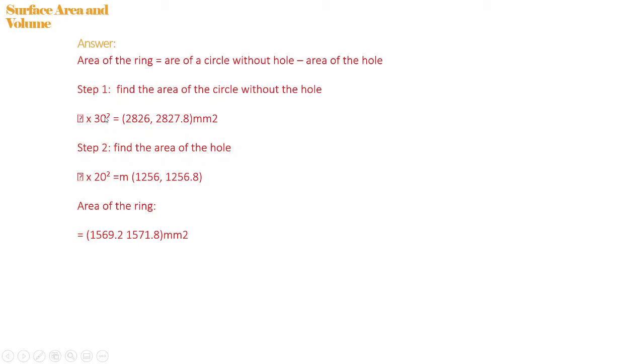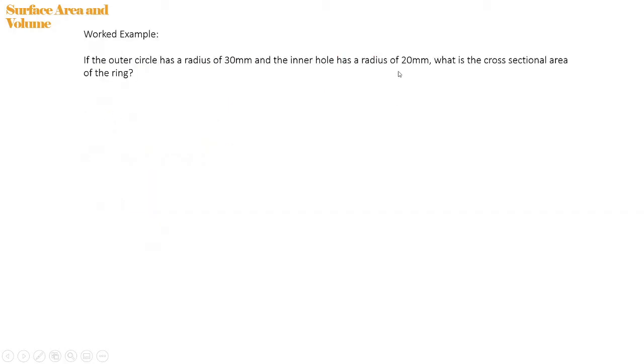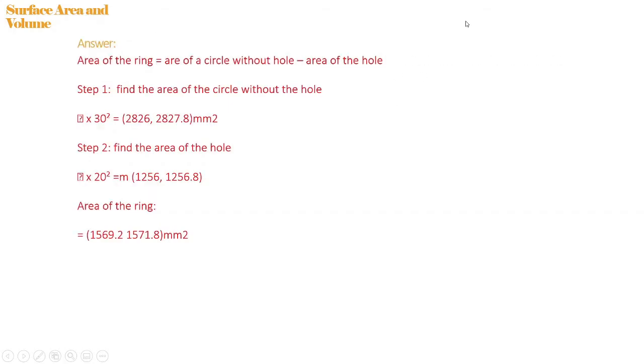Okay, so area of the circle without the hole, pi times 30 squared, gets you that. Now find the area of the hole. Why have we got 20? Because the hole size is 20 millimeters. Same again, pi times 20 squared, which gets you 1256. Then all you do is subtract them both to get the area of the ring.